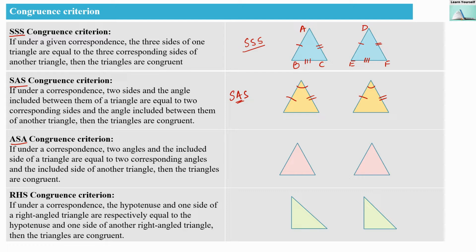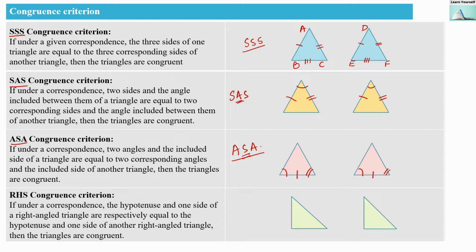The next is the angle side angle criteria. Here the side is in between two angles. If two triangles are equal as per the angle side angle criteria, then two angles are equal like this, and in between the two angles one side is equal. Only then are they following the angle side angle criteria.